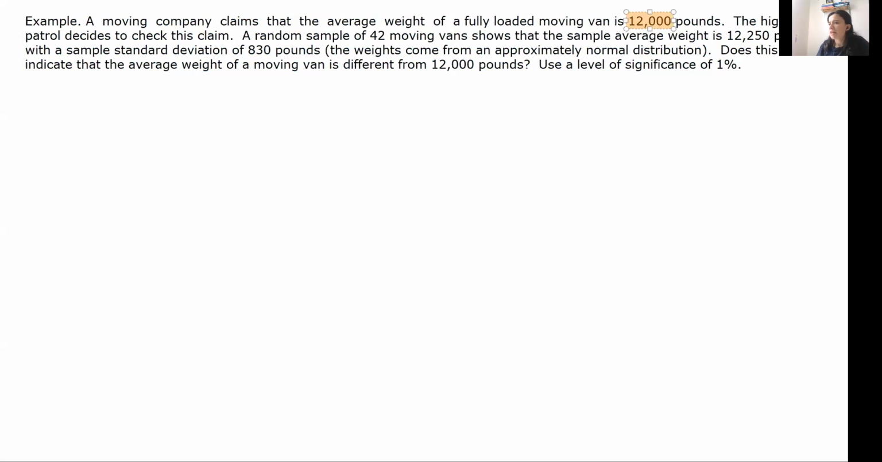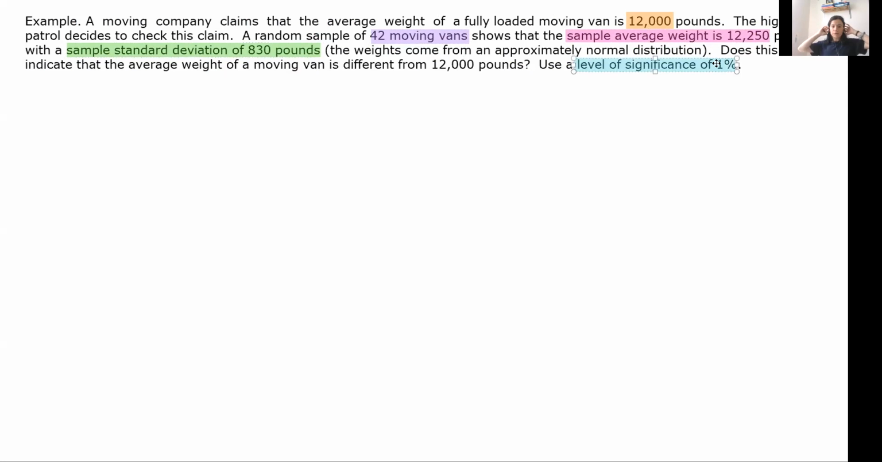Then I have that a random sample of 42 moving vans, so 42 moving vans. That means that this is probably the sample from which I collected the data. Then the sample average weight is 12,250 pounds. And a sample standard deviation was 830 pounds. Then you can have blah, blah, blah. Does this indicate that the average weight of a moving van is different from 12,000 pounds? Use a level of significance of 1%.